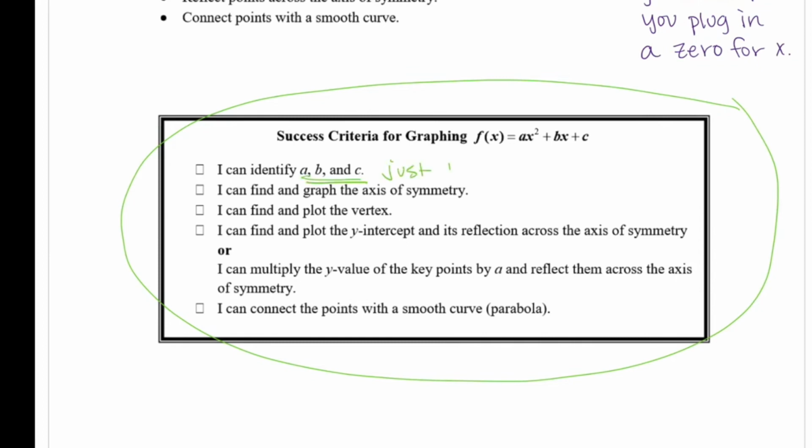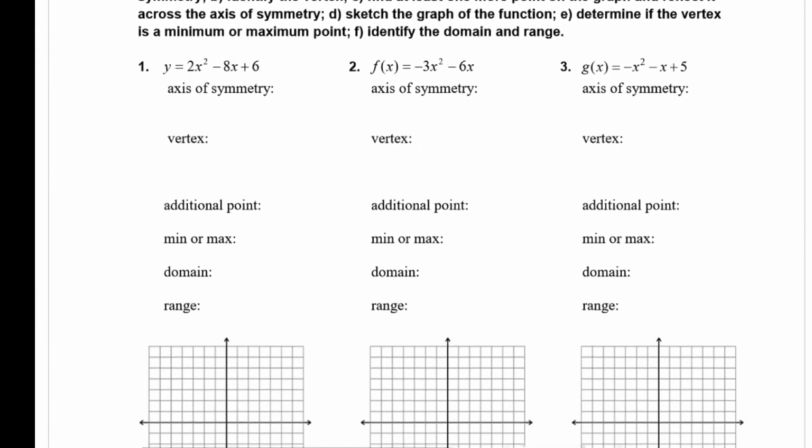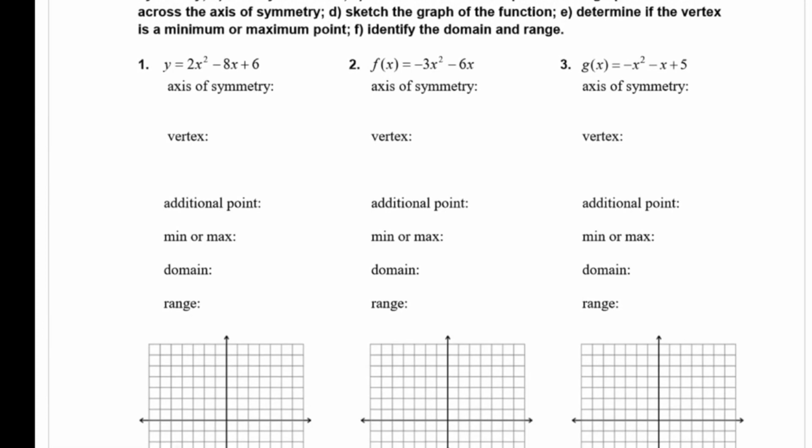Now let's just remind ourselves of this success criteria. We're going to identify A, B, and C. This is just like when we factored, those A, B, and C are the same numbers. We can find the graph of the axis of symmetry. We use -b over 2a to find the axis of symmetry. Our x coordinate will be right on the axis of symmetry, and we plug that in to find our y coordinate. We connect them with a solid line, and we can use either key points or the y-intercept to find our third point.